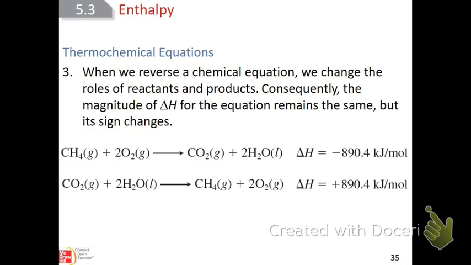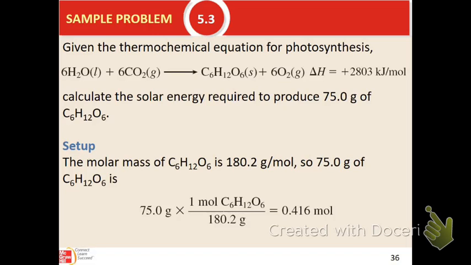All right. Here's a sample problem. Here's photosynthesis. You have water and carbon dioxide, and it produces sugar, glucose, plus oxygen. Notice, please, this is extremely endothermic. Look how much energy that the sun has to give to make this reaction happen. This reaction requires 2,803 kilojoules for every mole. It asks you to calculate the amount of energy required to make 75 grams of glucose, of sugar.